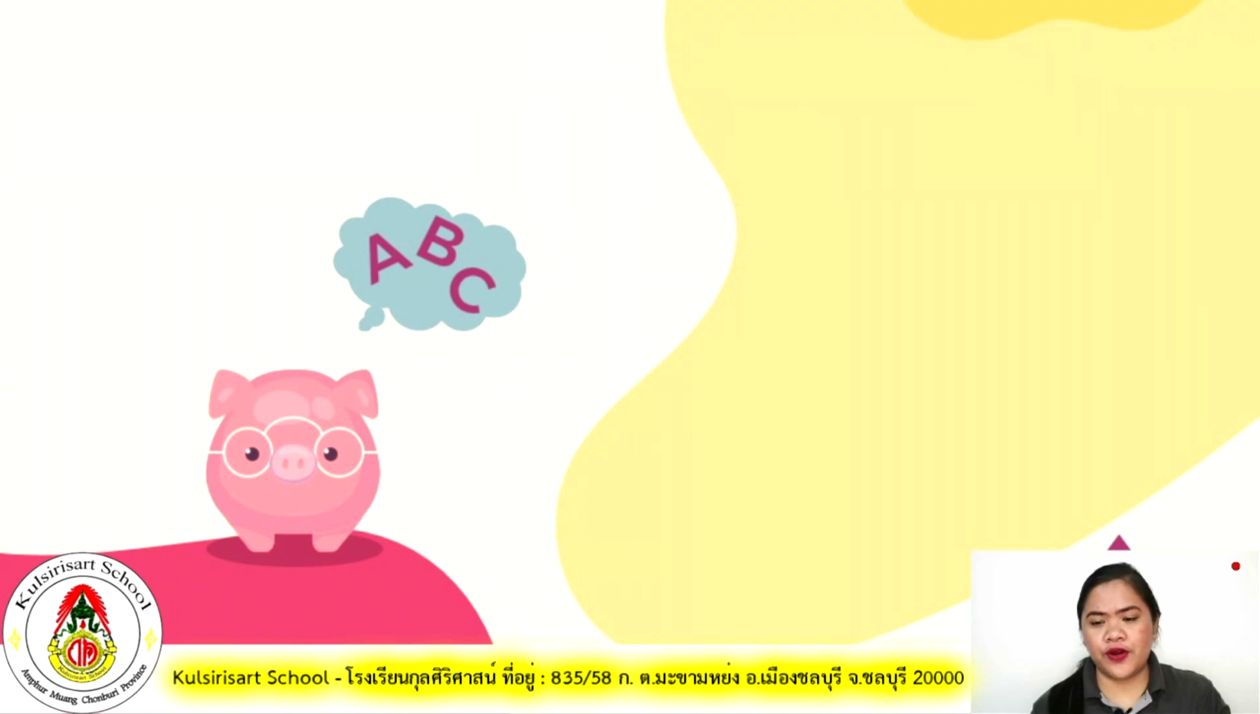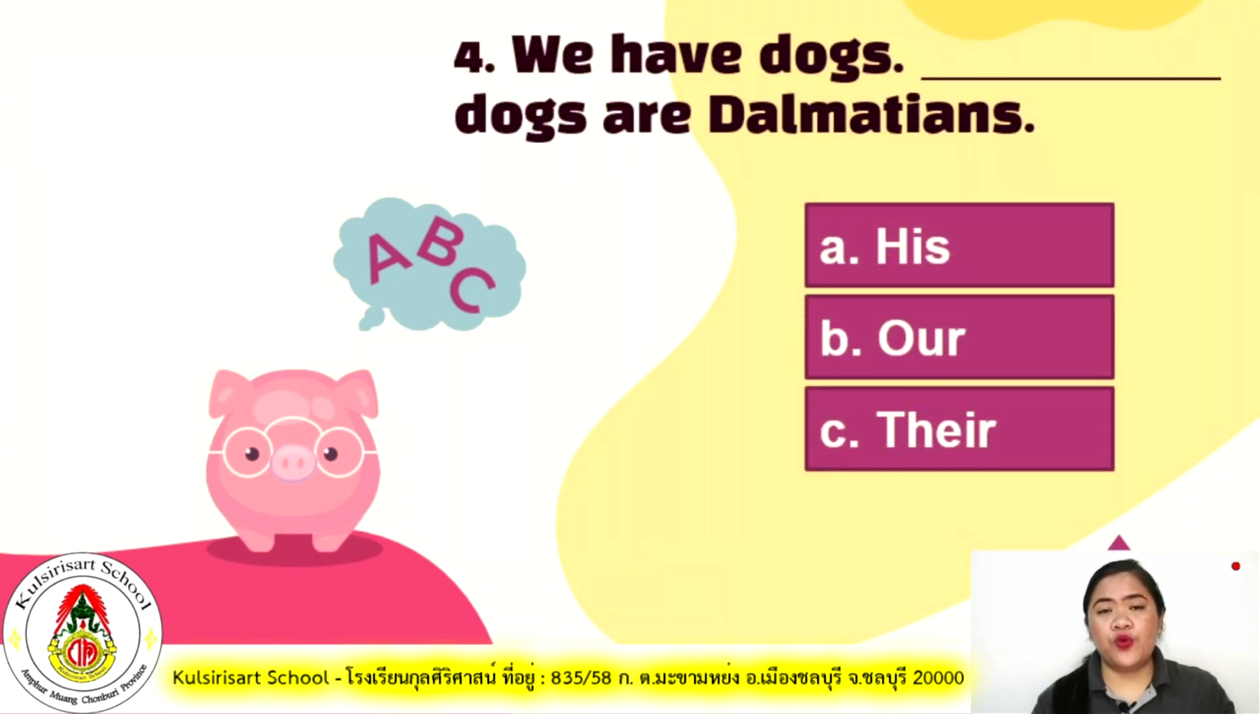Next, the fourth sentence. We have dogs. Blank dogs are Dalmatians. So the subject there is we. Again, what possessive adjective are we going to use if the subject is we? Very good. You are really listening. We are going to use the word our as the possessive adjective in this sentence.